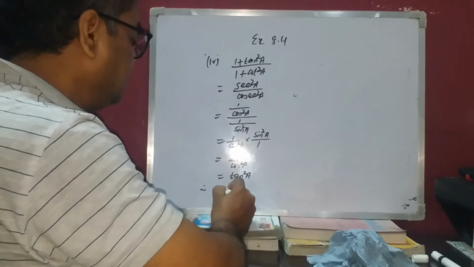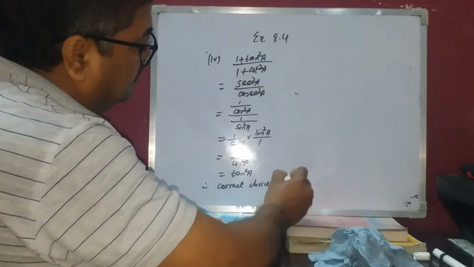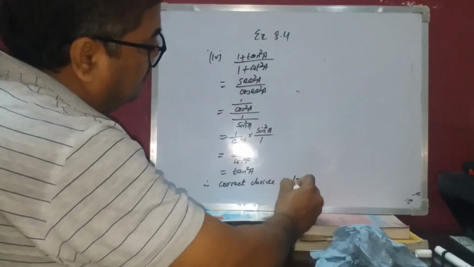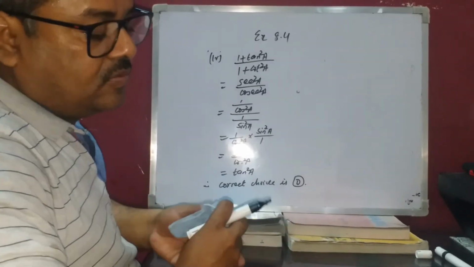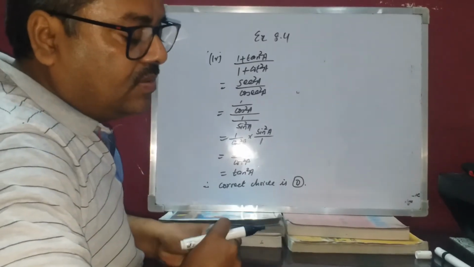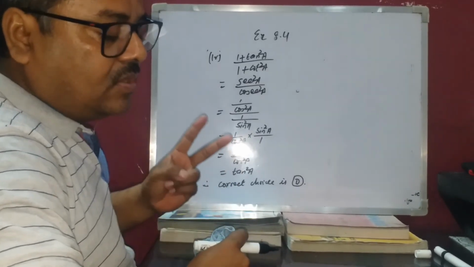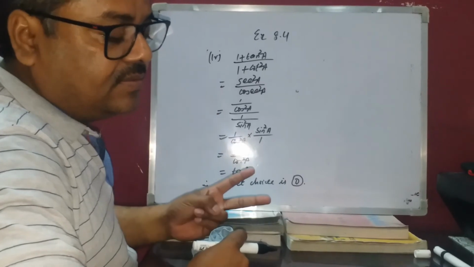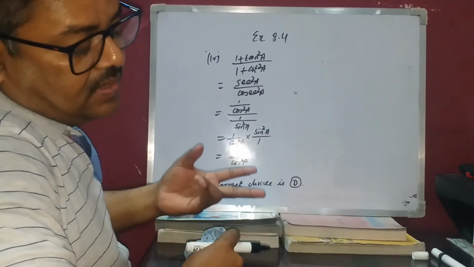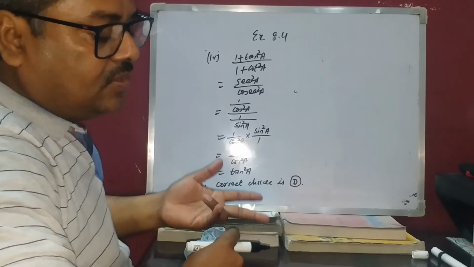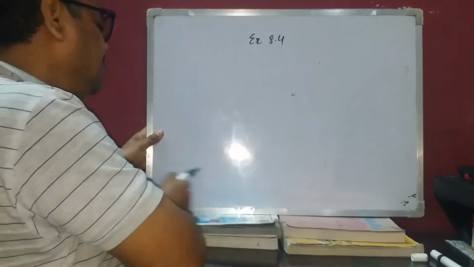Therefore the correct choice is D. Okay, so all parts of question number 4 have been finished. Now we will do 2 parts of question number 5 in this video, and the remaining will be discussed in another video. So I am doing only 2 parts of question number 5 in this video.